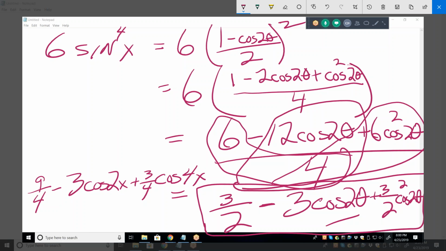I think they just left the 4. Well, I'm not quite sure what happened. They got the middle term the same, but the two end terms are different. Now, they're also using the cosine of 4x, whereas I've got the cosine squared of 2 theta. So I could apply the double angle identity again for cosine of 2 theta and end up getting something that says cosine of 4 theta.